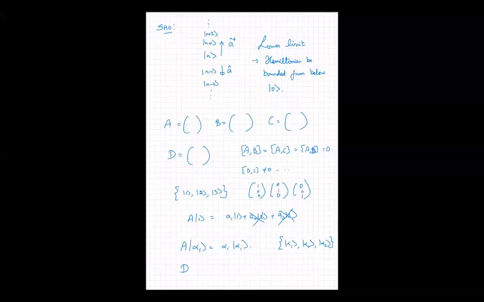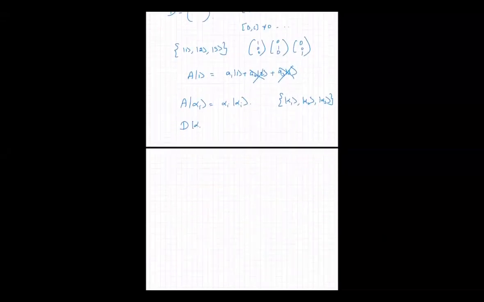The advantage of this basis would be that the action of A and D on the vector space, on the basis vectors, is actually very, very simple. It simply tells you that A acting on alpha 1 is just something times alpha 1. And D acting on alpha I is just some other eigenvalue. It could be some beta I, but it's just alpha I.